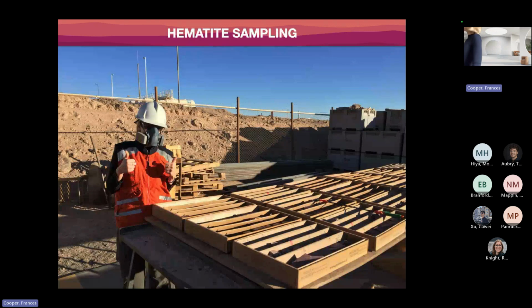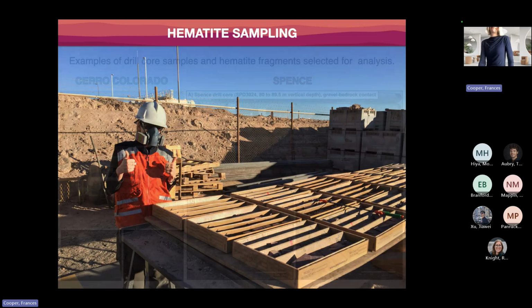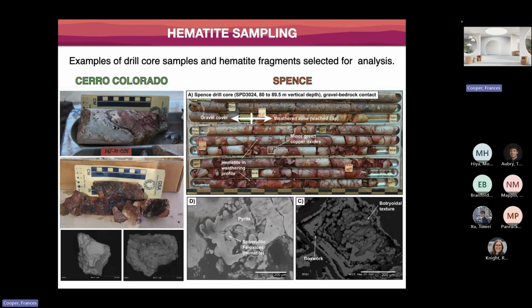So here's a picture of me sampling hematite in a core shed that was basically outside. So it was absolutely brutal working outside. And this was at Cerro Colorado in 2016. And here are some examples of some of the samples we collected. So on the left, we've got some samples from Cerro Colorado, and you can see it's quite messy looking. These aren't pristine crystals. It's not like collecting a nice zircon crystal for dating.